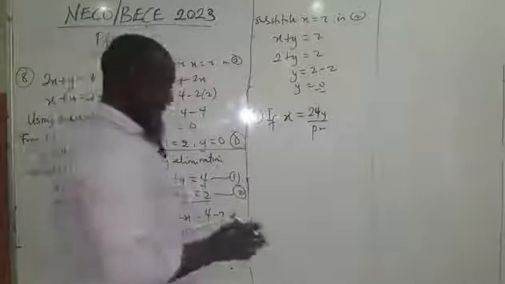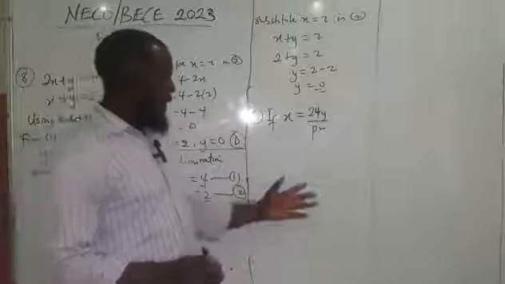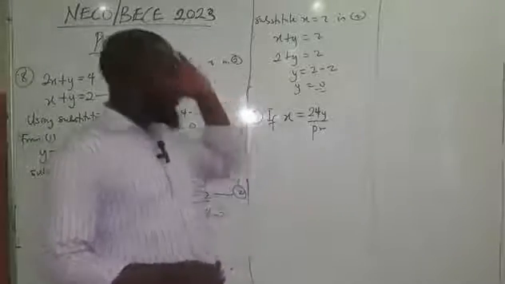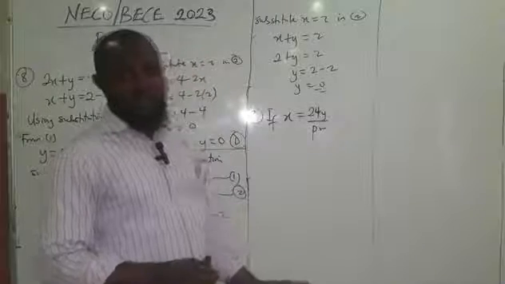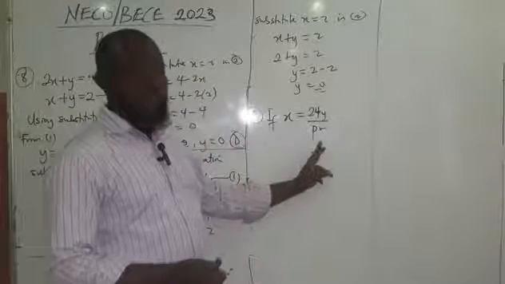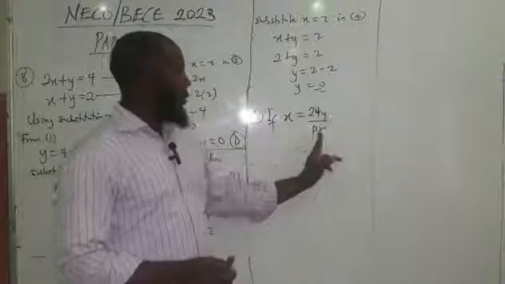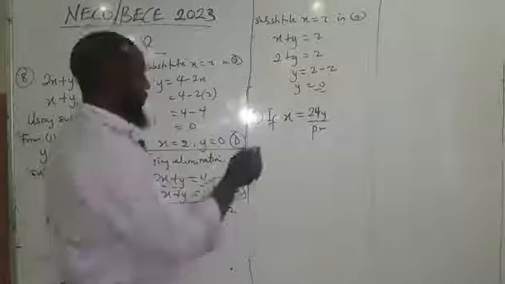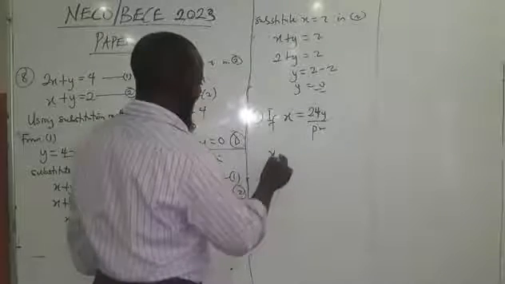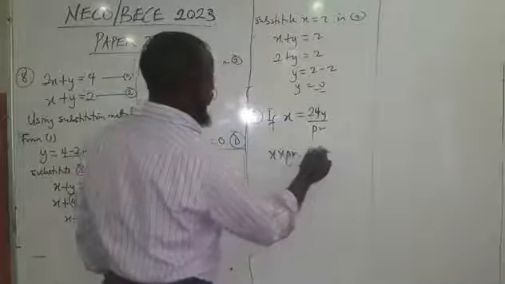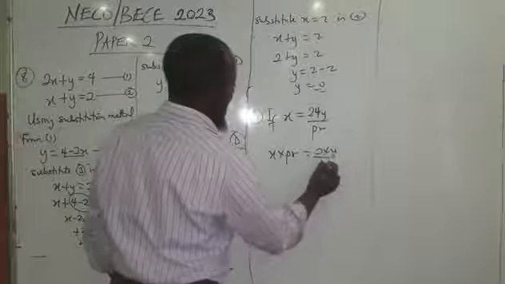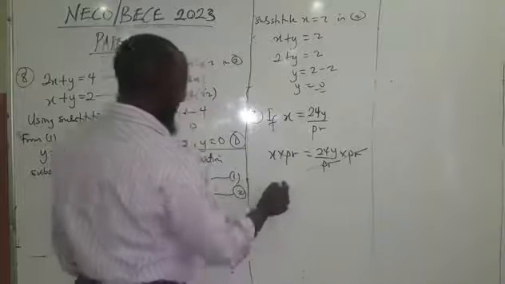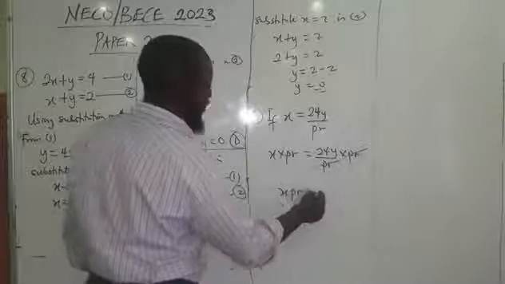The first thing, when you want to make any variable subject of formula, if you have a fraction there, the first thing you need to do is to remove the fraction. So how are we going to remove this fraction? Multiply both sides by what? PR. When you multiply it by PR, the PR will go. So this means multiply both sides by PR, that will be x times PR equals 24y divided by PR times PR. This cancels this. So we then have xPR equals what?